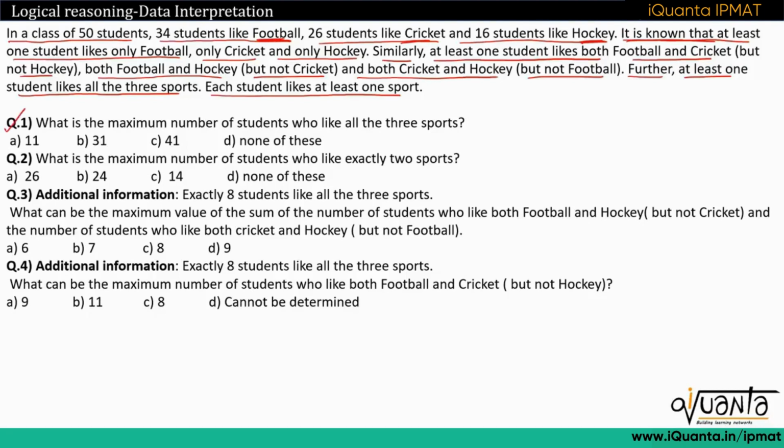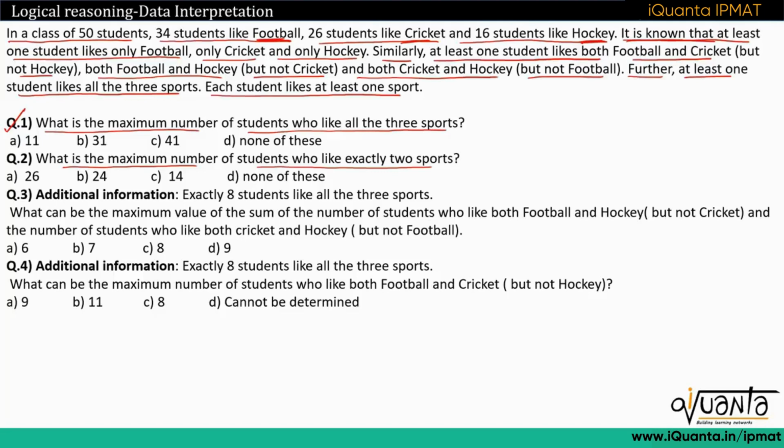So first of all, let us read the questions that have been given to us. First one is, what is the maximum number of students who like all three sports? So we'll solve this. Second one is, what is the maximum number of students who exactly like two sports? So whenever there are questions on minimum, maximum, then those are generally based upon Venn diagram optimization.